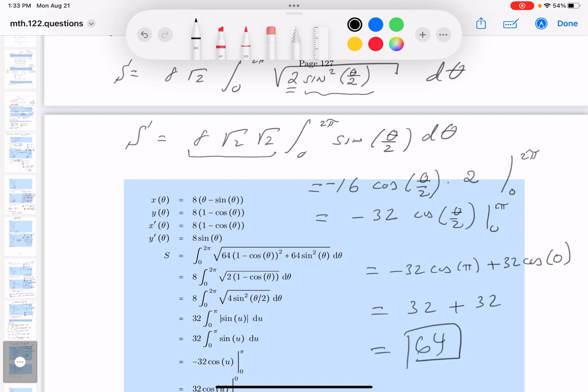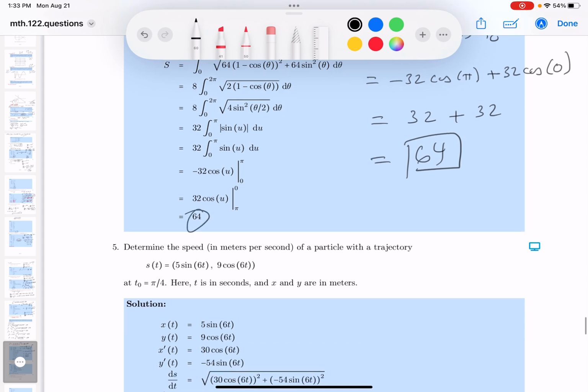64. Again, I know there's work written over here. There's also an answer. They are working nicely, by the way. Thank you.